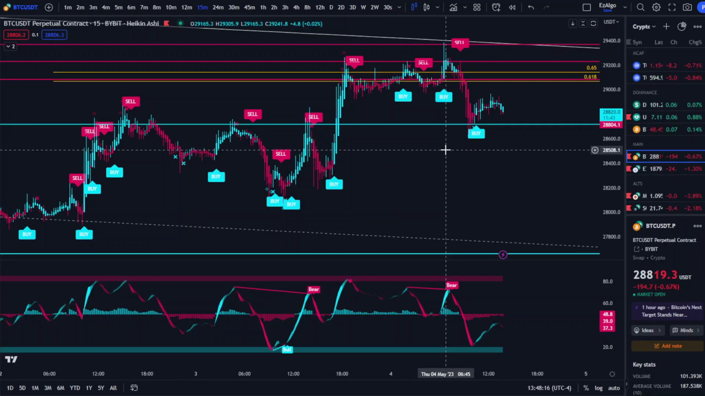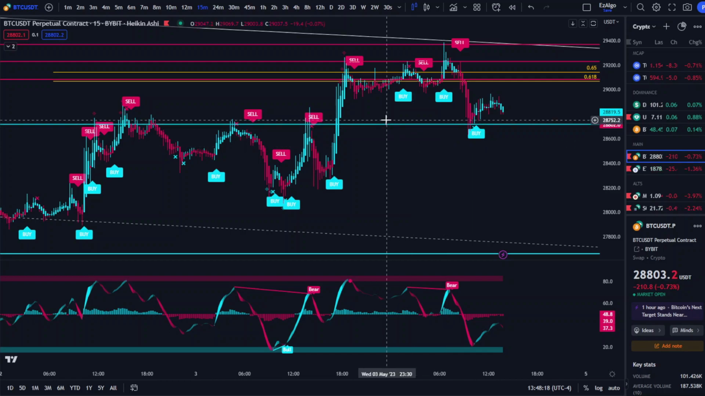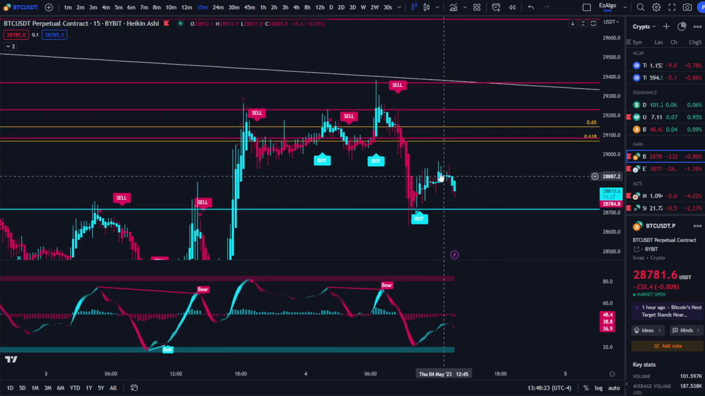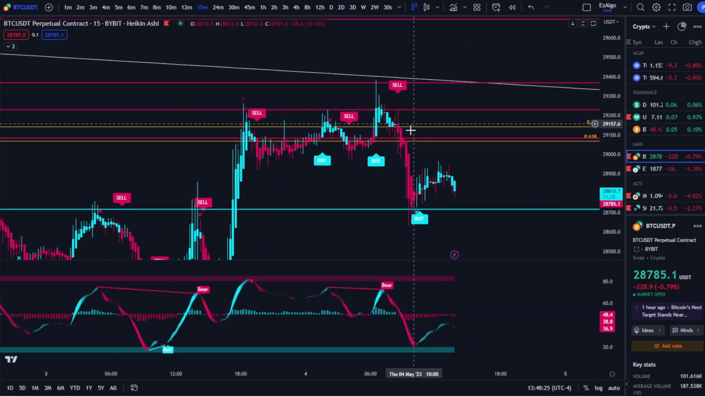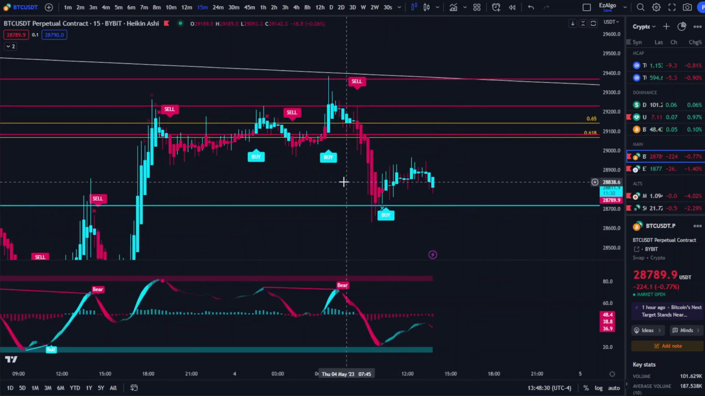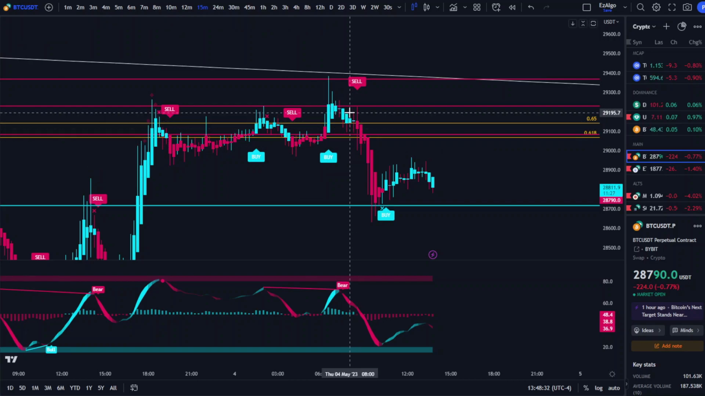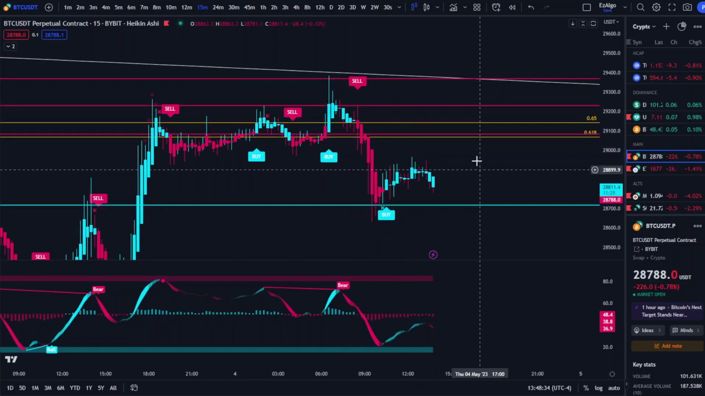Now these divergences are to be used at key levels only. As you can see, I was looking for a short around here at this Easy Algo resistance level. It was also with a golden pocket confluence, and we got a bearish divergence right at that level, which would be your short entry, and price drops.